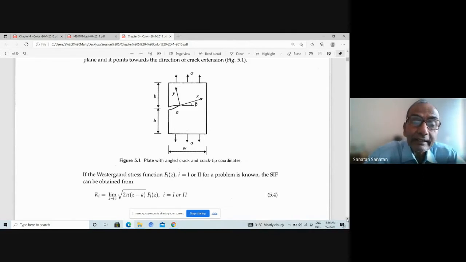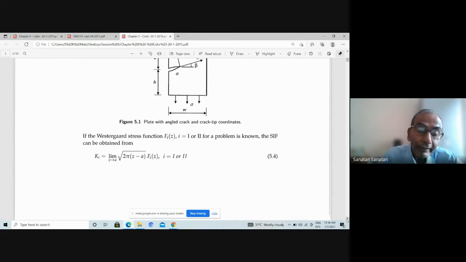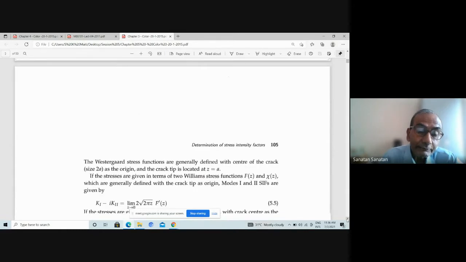The crack tip is located at x equal to a and not at r equal to 0 or x equal to 0. In that case, K1 and K2 are obtained considering the stress functions F1(z) and F2(z), and you make use of the relationship with the crack located at z equal to a: the limit of square root 2 pi (z minus a) times F_I(z), where I can take the value mode 1 and mode 2. So these are the expressions.